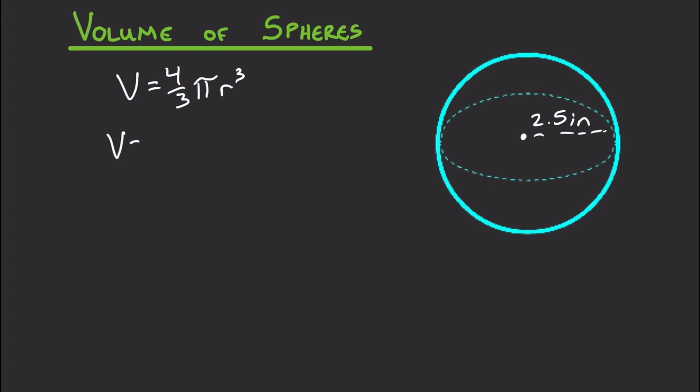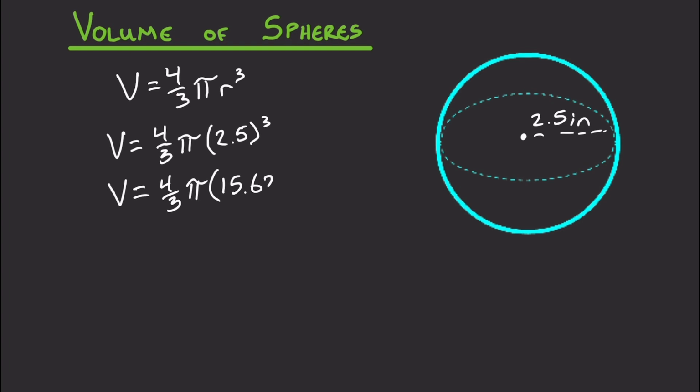So volume equals 4/3 times pi times 2.5 cubed. Let's go ahead and plug it in. 2.5 cubed is actually going to give us a bigger number, but that's okay. We can still work with it here. So V equals 4/3 pi times 15.625.